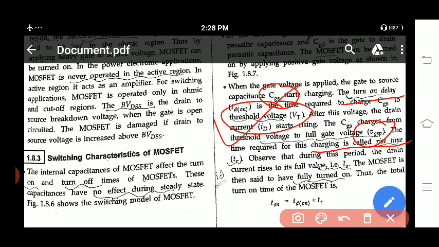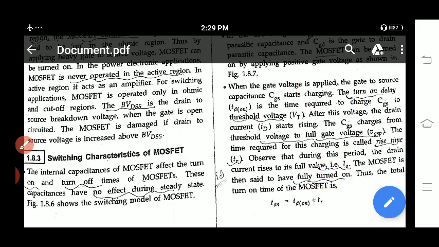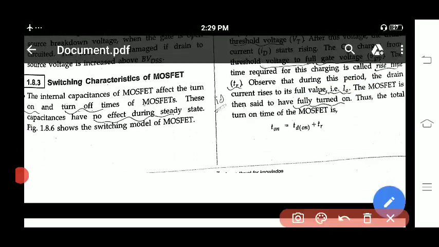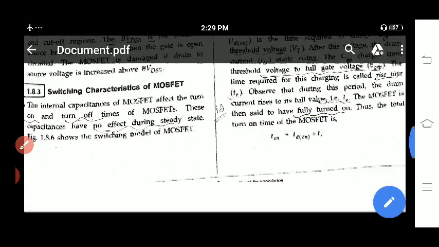After this rise time, ID starts to conduct with its full value. Observe that during this period the drain current rises to its full value I naught, which is the maximum current it can transmit. Then the MOSFET is said to be fully turned on. Thus the total turn-on time of this MOSFET is T on, which is TD on plus TR.